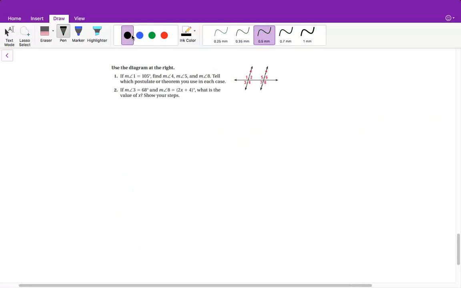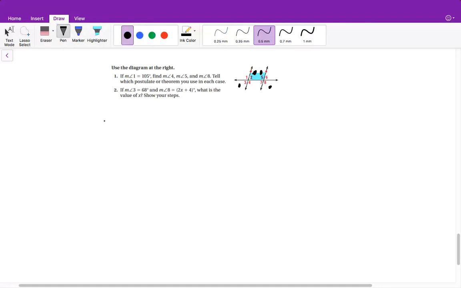All right, so this one says if measure of angle 3 is 68 degrees and measure of angle 8 is 2x plus 4 degrees, what is the value of x? Well, here we don't have a rule for the same side exterior angles. But what we do know is angle 3 and angle 2 are congruent, and we know that angle 8 and angle 5 are congruent because they're vertical angles. And then angle 2 and angle 5 are same side or consecutive interior angles.